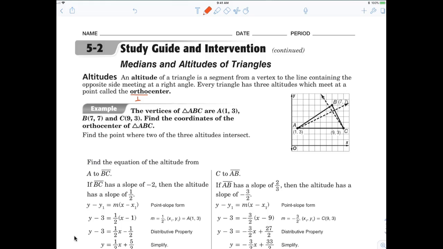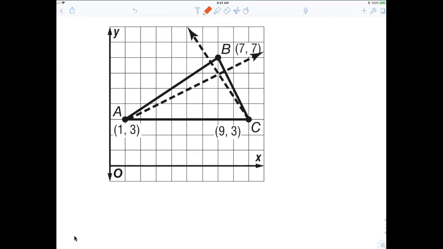Now, the next one is asking us to actually find the coordinates of the orthocenter. And over here, somebody found the line and then drew the intersection. And what is that intersection point? 7, 6. Is it 7, 6? Yeah, it is 7, 6.